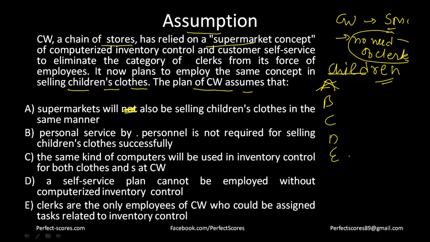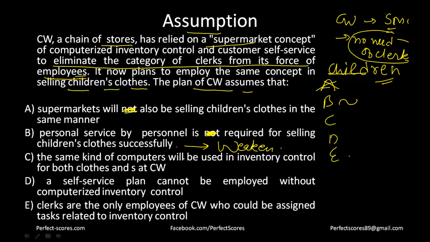Now B says personal service by the personnel is not required for selling children's clothes successfully. If you negate it, it says personal service by personnel is required for selling children's clothes successfully. Now if you see, this option is going to weaken the argument, because what CW is doing is eliminating the category of clerks from its force of employees. That means there will be no personal interaction. And if we take this assumption that personal service is required, that means that the sales will come down. So that means B can be the option.